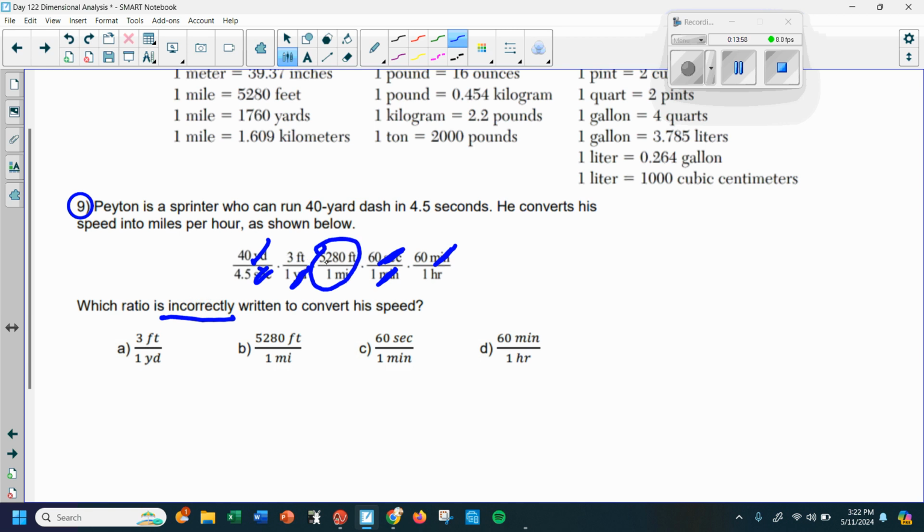The 5,280 feet should have been on the bottom, so I could have crossed off the feet on top and the feet on the bottom. And that's your answer.